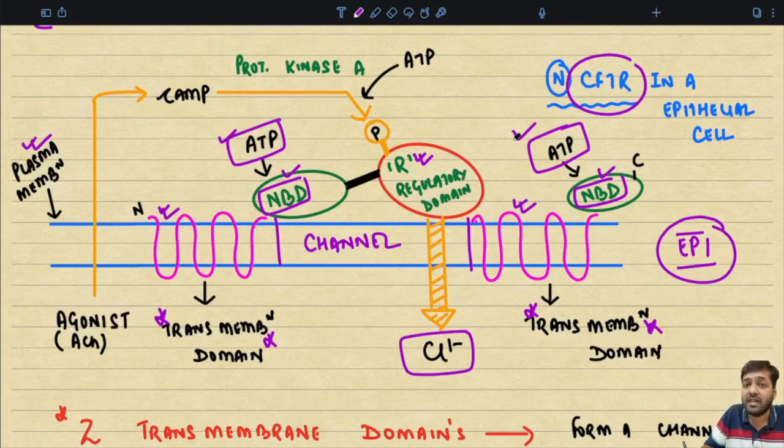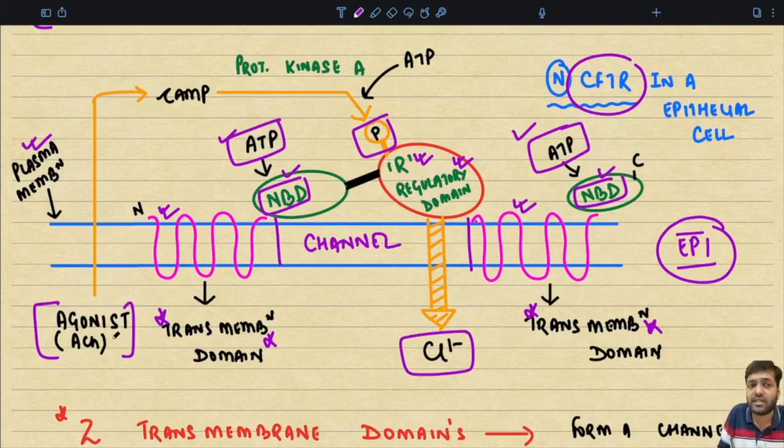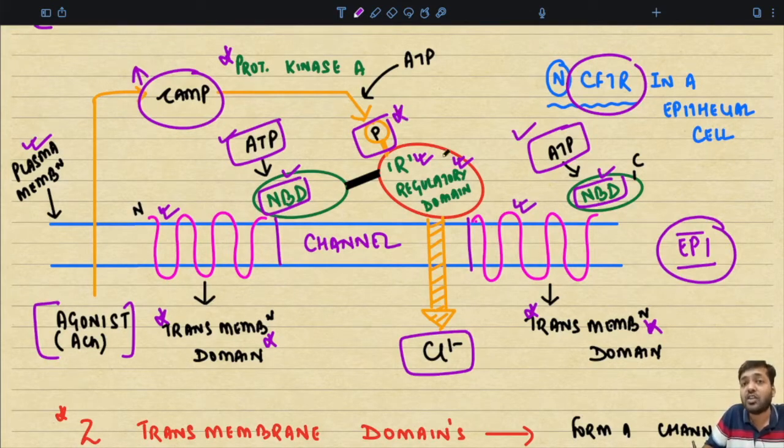This is facilitated by phosphorylation, which takes place at the regulatory domain. So how does this phosphorylation occur? As you can appreciate, an agonist, acetylcholine for example, enters the epithelial cell and increases the level of cAMP, cyclic adenosine monophosphate. This cAMP activates protein kinase A, which facilitates the phosphorylation of the regulatory domain in the presence of ATP.